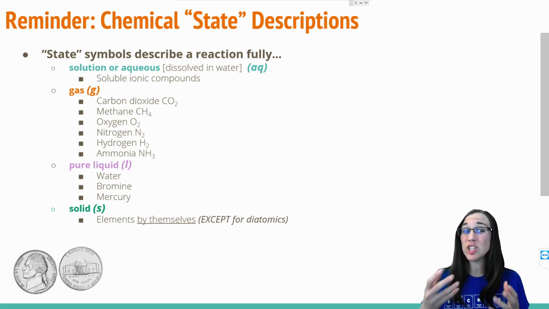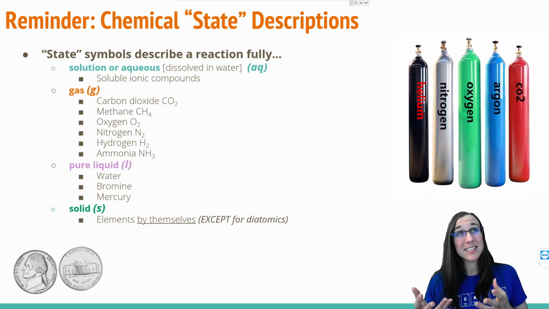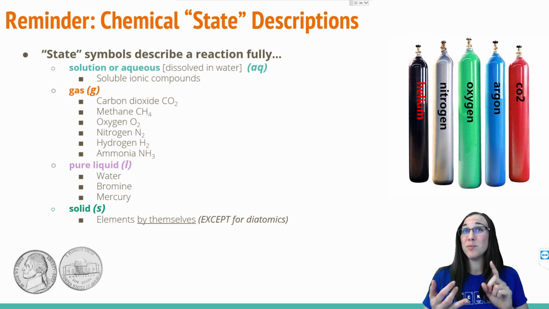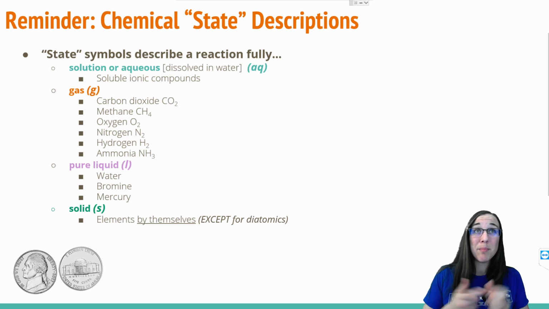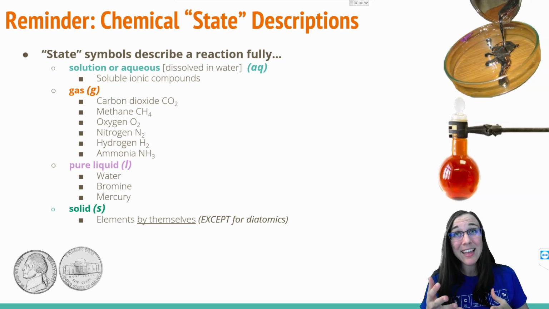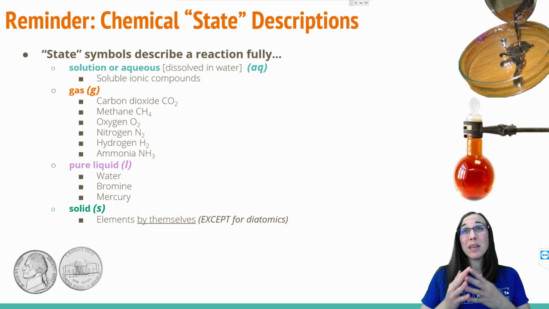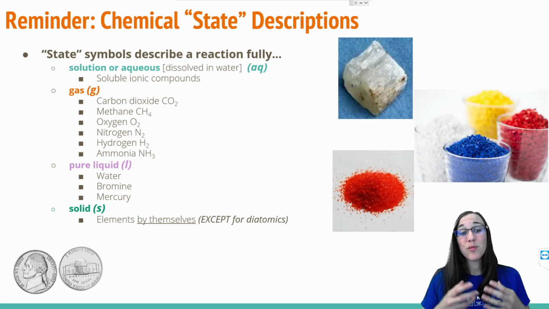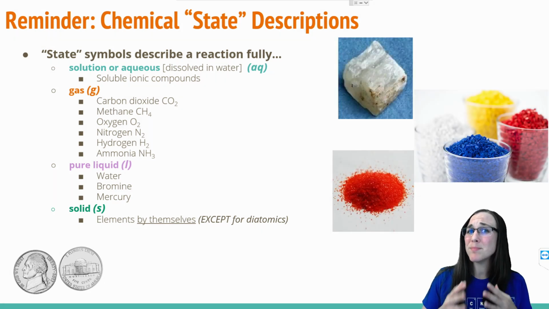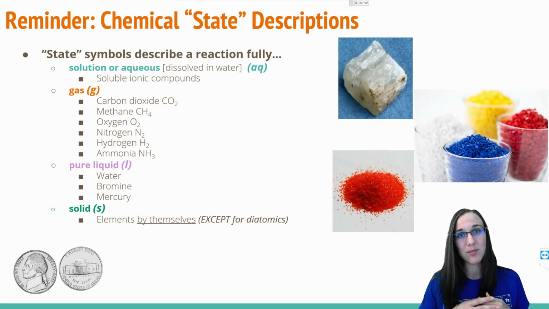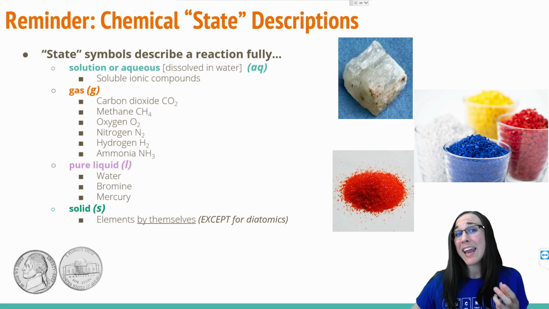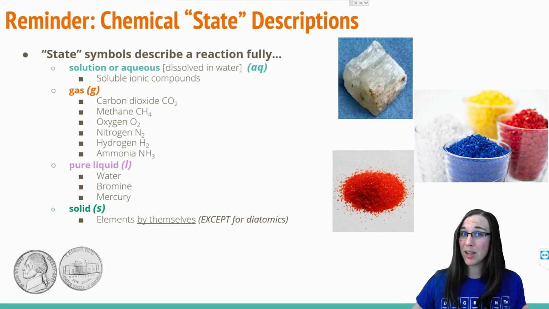We also have G for gas, and the typical gases we encounter are CO2, methane, oxygen, nitrogen, hydrogen, and ammonia. Pure liquids get L as a state symbol: water, bromine, mercury, for example. And an S is for solids, elements that are by themselves, with the exception of diatomics, of course. So for example, if you were to see Ni for nickel, that would be a solid most likely because that is an element by itself.